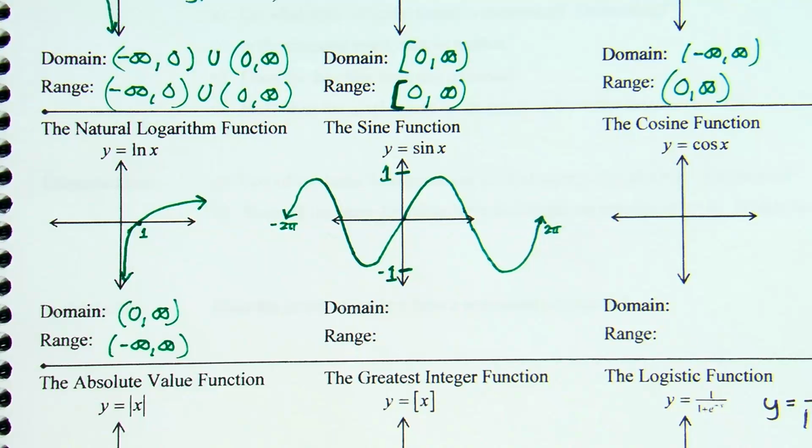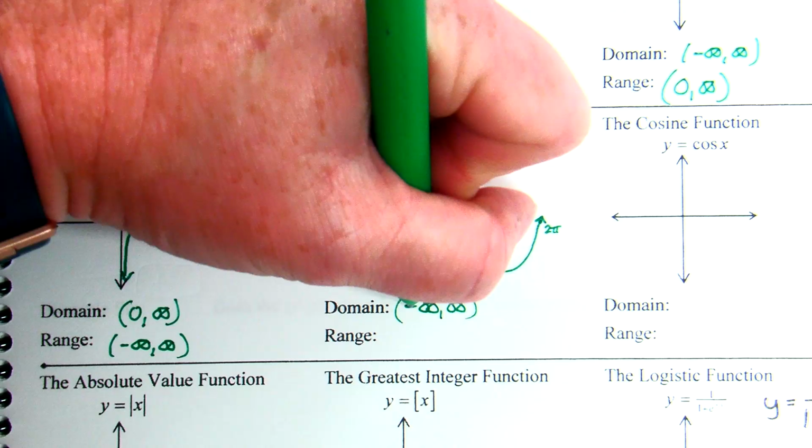Okay, domain. How far left and right is this graph going on your calculator? It keeps going on and on both ways. Up, down, up, down, up, down. So my domain is, as you would guess, -infinity to +infinity.